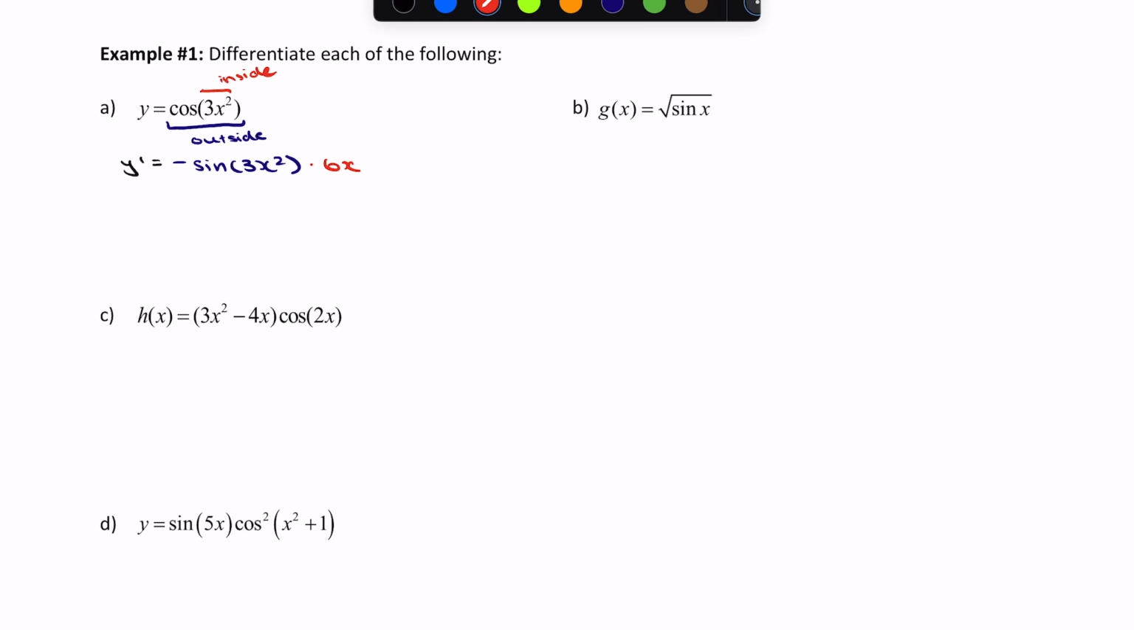Okay, let's look at the second question here. We have g of x is equal to the square root of sine x. Again, the outside in this situation is the square root, and then the inside is sine x.